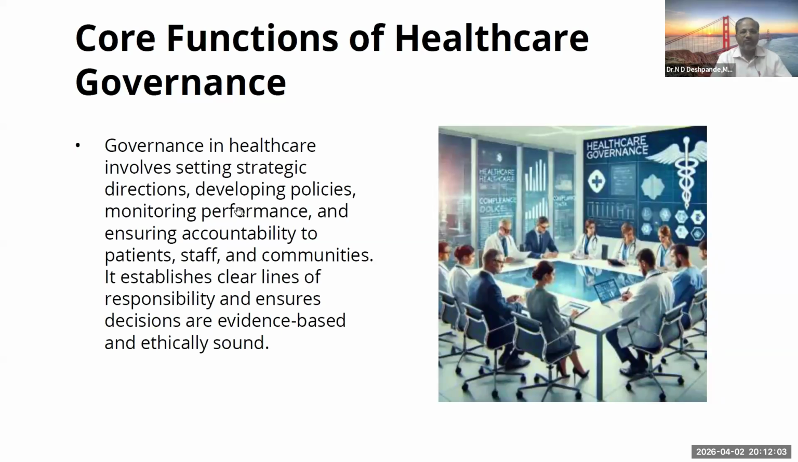The core functions of healthcare governance involve strategic direction, informed decision making, developing policies, procedures, and practices, and monitoring performance and ensuring accountability to the patients, staff, and all the community involved. So, all the stakeholders basically, not only the patient and staff, nurses, doctors, and pharmacists, but all the people who are accompanying them. It establishes clear lines of responsibility and ensures that decisions are evidence based. So all such decisions should be evidence based, not for the sake of rules and regulations to be blindly followed, and they should be ethically and morally sound too. So the core functions of healthcare governance include all these things.